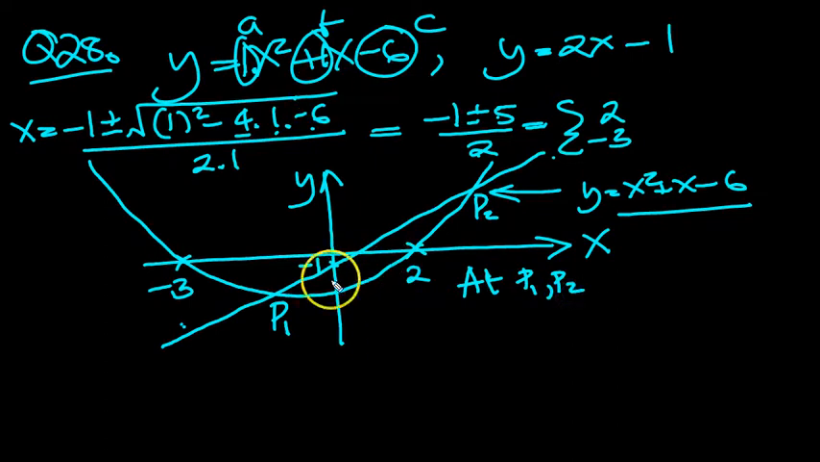We've got the y values will be the same, won't they? At P1 and P2, the y values of the line and the quadratic will equal one another. So we can simply write x squared plus x minus 6 must equal 2x minus 1.